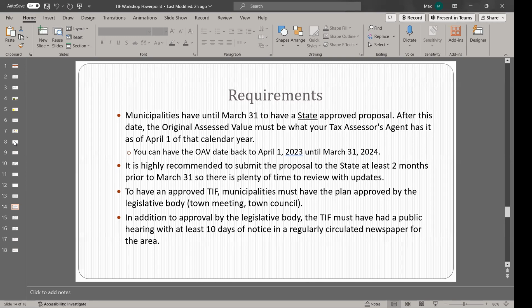And to actually get it approved by the legislative body, the TIF must have had at least one public hearing that was held with at least 10 days public notice in a regularly circulated newspaper of the area. And the state does have specific language that it's looking for. Now, you could have this public hearing the day of the town meeting itself or the town council, as long as you had it in the newspaper 10 days before that hearing itself, that's all that matters. Because the state is going to look for the minutes of that hearing, they're going to look at the ad of that hearing, and for the vote itself, they're going to look for the actual results of that vote to show that it was approved.